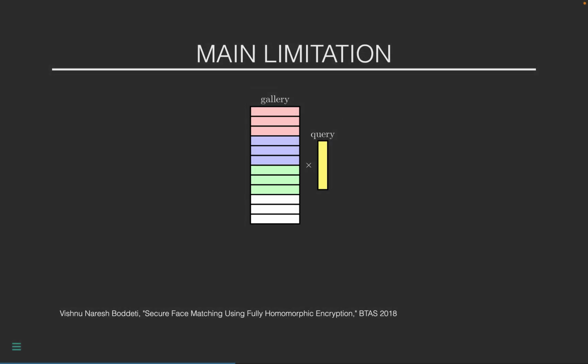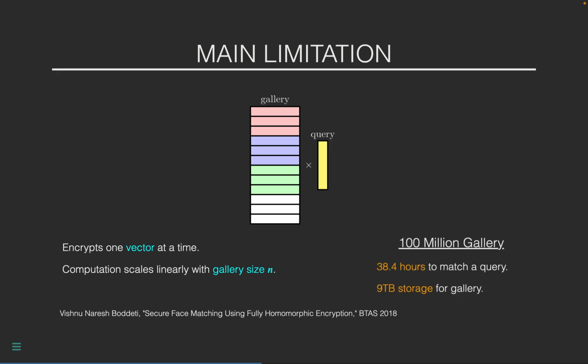The key limitation of our previous approach was the data encoding scheme used for encryption. It encrypts one whole vector at a time, which means that the feature matching scales linearly with a gallery size n. For a gallery of size 100 million, this scheme requires 38.4 hours for search and 9 terabytes for storing the gallery. So this encoding scheme is not practical for large-scale applications.